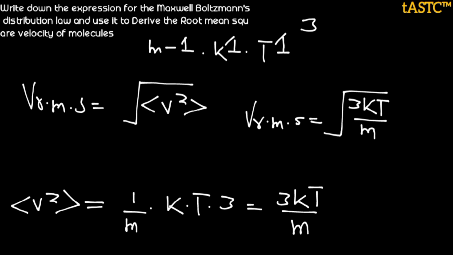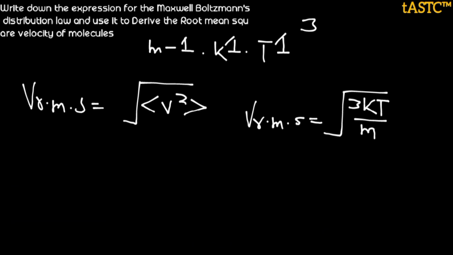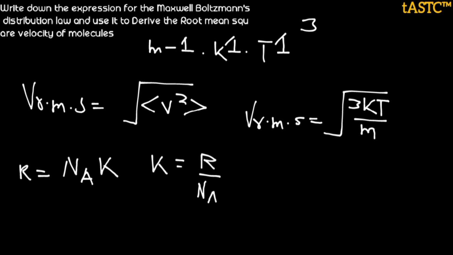Now, what if we need to express this in other forms? How are we going to do it? Now, you need to know that R is equal to the Avogadro's constant multiplied by k. That is the Boltzmann's constant. Now, from here, we've got the Boltzmann's constant in this expression. So if we make that the subject, that is going to be R divided by NA. So I'm going to take these out. Now I'm going to take this and plug it back into that. So we're going to have something like this.